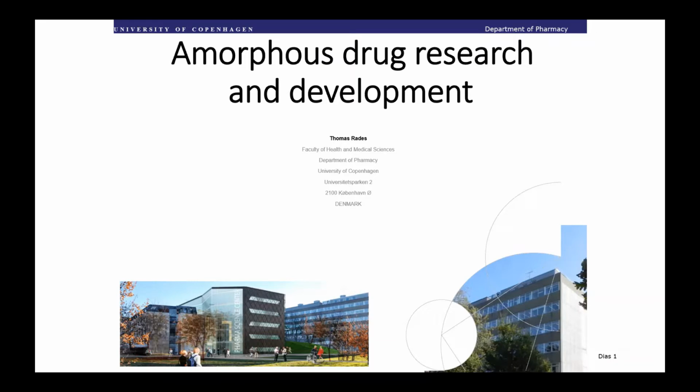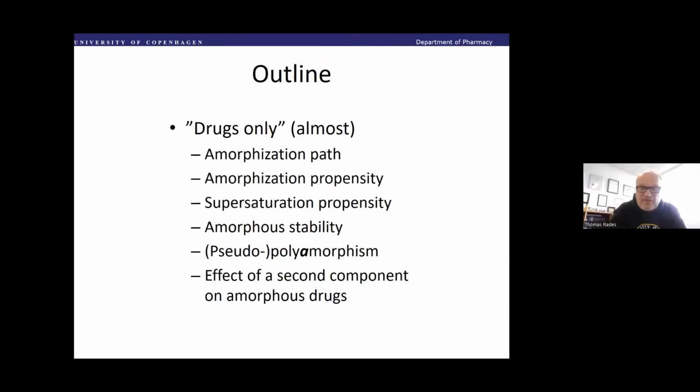And today we have the pleasure of welcoming Professor Thomas Rades from University of Copenhagen, Department of Pharmacy. And he's going to share with us his extensive knowledge on amorphous drug research and development. Question of amorphous stability, and we'll spend some time on that.